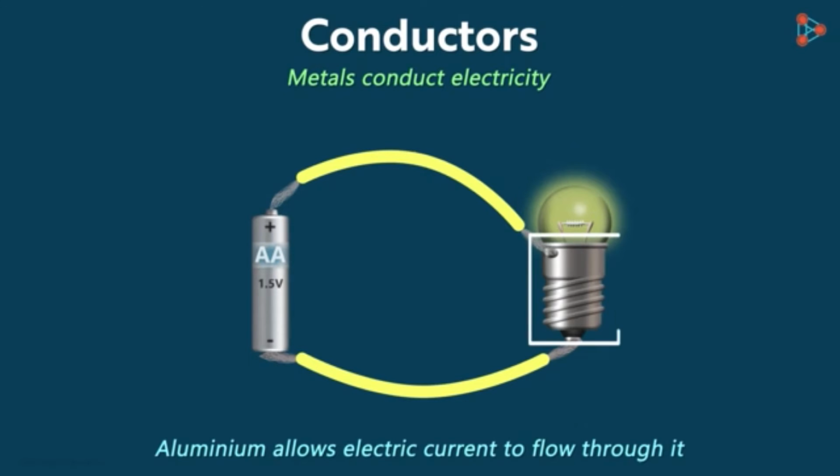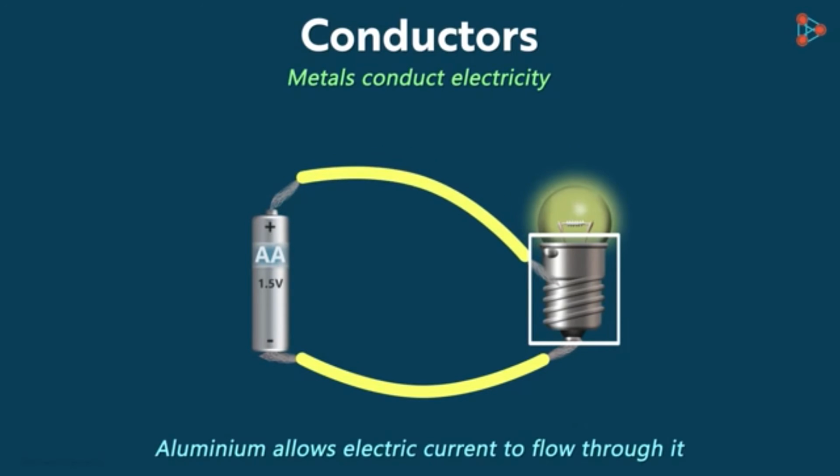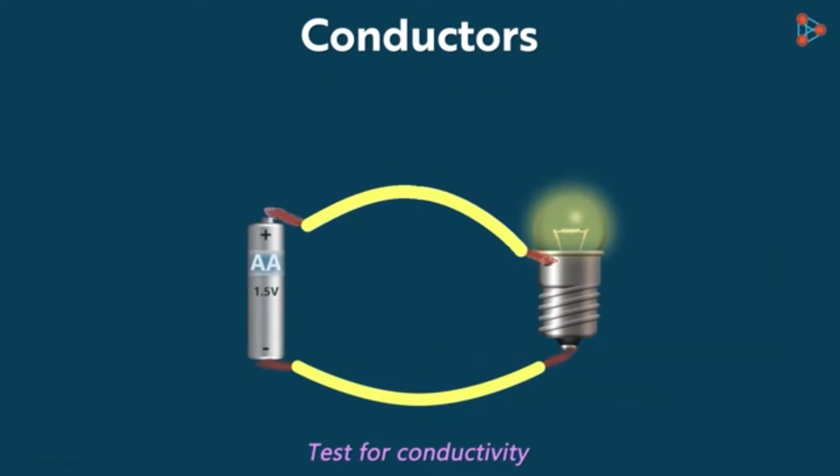In fact, this area of the bulb is itself made up of metal. Hence, if we connect the wire anywhere in this region, the bulb will still glow. It transfers the electricity to the terminal of the bulb and inside. We can actually test any object for conductivity.